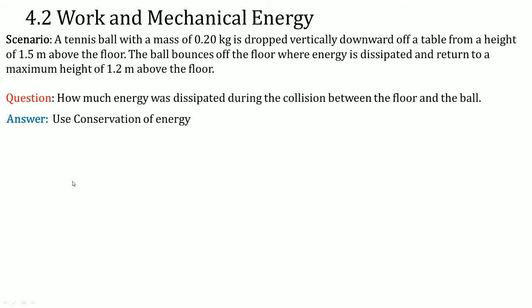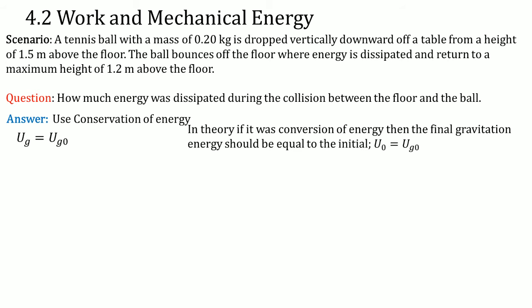The answer. The approach is going to require the use of conservation of energy. Here, we're only looking at the gravitational potential energy because you're looking at a height initial and a height final. So, in theory, if it was just using conservation of energy, the final gravitational energy should be equal to the initial gravitational energy, written that way.